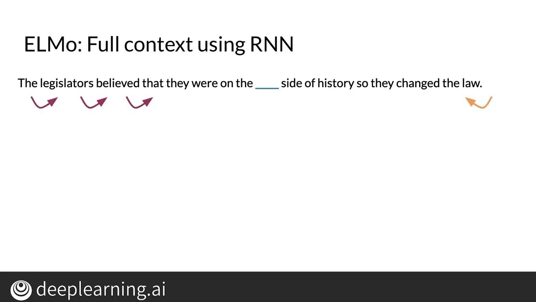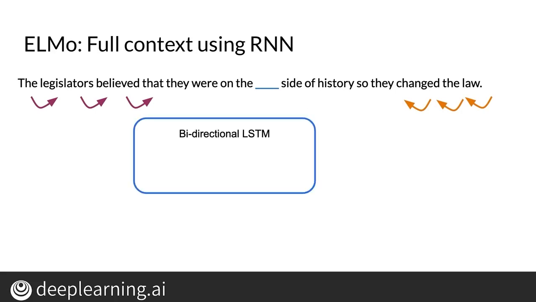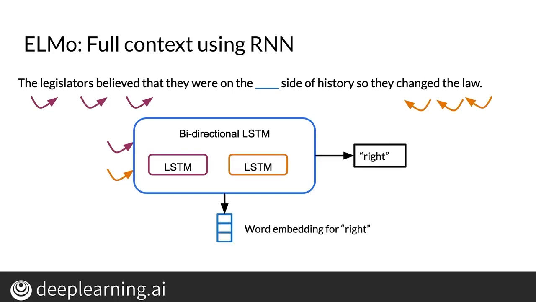So they would use an RNN from the right and from the left, and then they would have a bidirectional LSTM, which is a version of a recurrent neural network. So you feed both of them in, and then you can predict the center word right. So that gives you the word embedding for the word right.